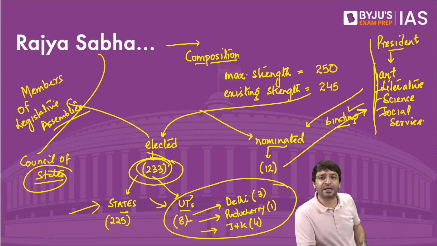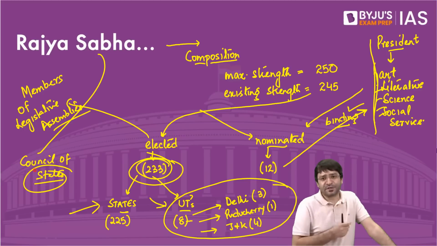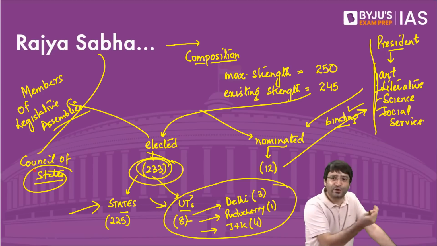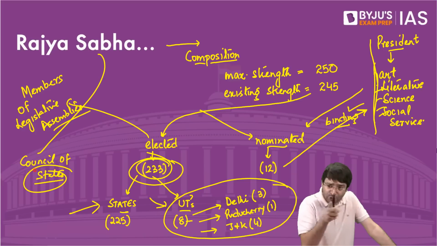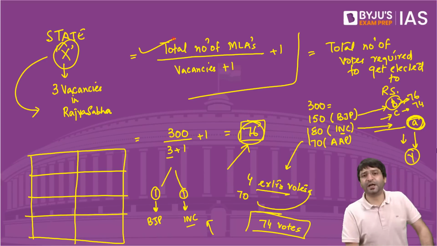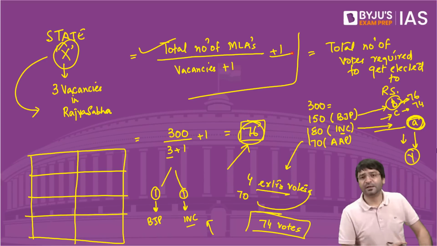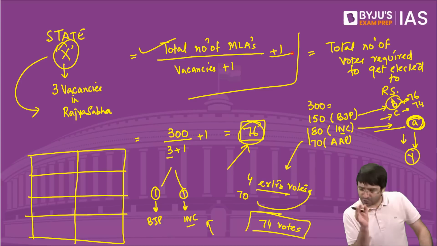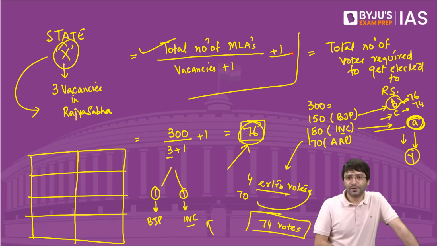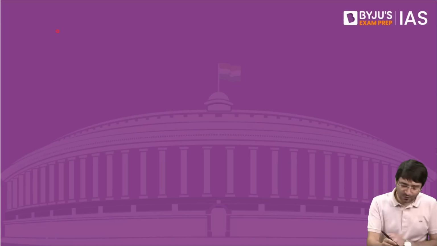And how MPs are elected to Rajya Sabha? Through proportional representation system, by means of single transferable vote, through open ballot. Open ballot in the sense you have to show it to your representative. I am voting for my candidate. I am not voting for someone else. I am not cross-voting. And for that, the formula is total number of MLAs divided by vacancies plus 1 plus 1. This is the number of votes required. And whoever gets these many votes will be elected to Rajya Sabha. Clear?